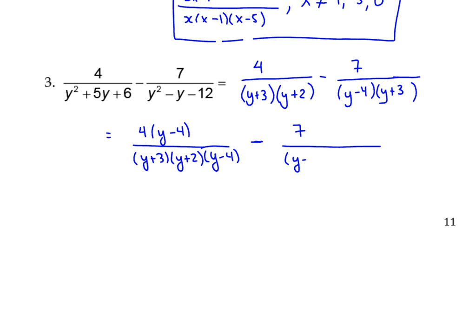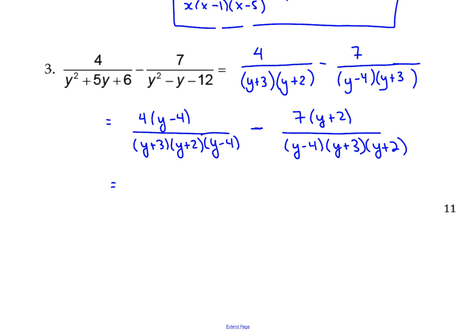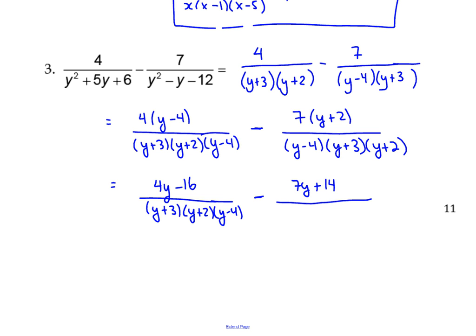So this guy has y minus 4 and y plus 3. What is missing from that denominator that's in the other one? The y plus 2. So top and bottom, you have to multiply by y plus 2. Now subtraction we always have to be really careful with. So we want to simplify everything before we bring them together and subtract. So let's start by simplifying our numerators. What is the numerator here simplified to? 4y minus 16. Okay. This guy will become 7y plus 14.